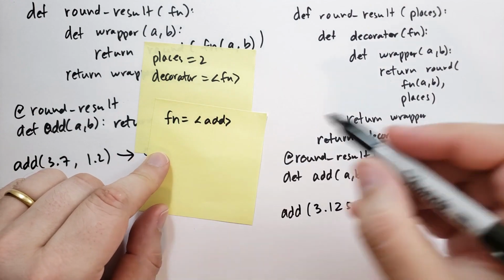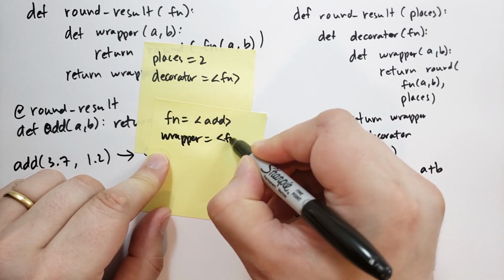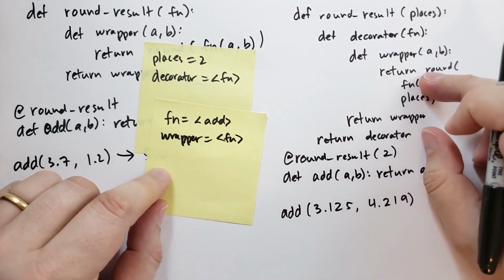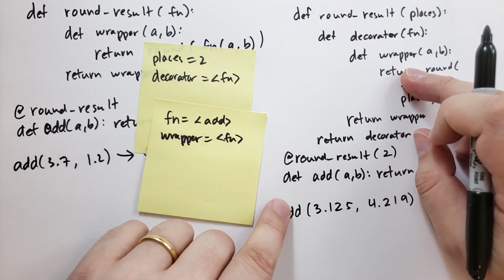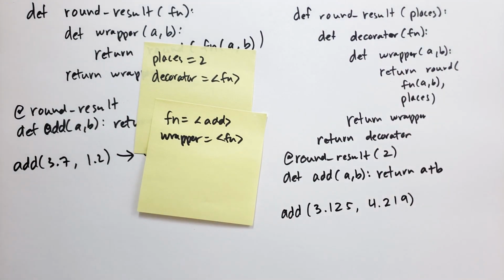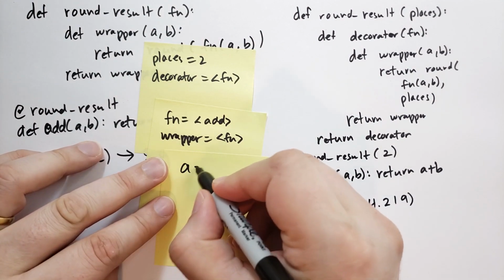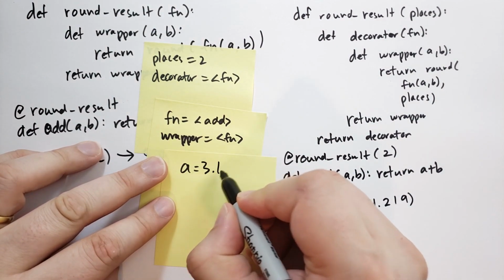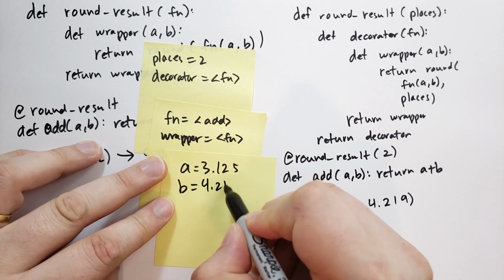And this creates a wrapper equals some new function, right? And returns that wrapper. And because that wrapper was defined here, we're keeping these namespaces around. And so when we call add, we're actually calling the wrapper with yet a new namespace. So A is equal to 3.125. B is equal to 4.219.